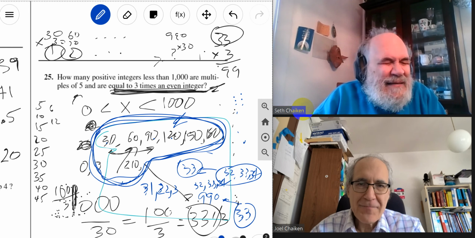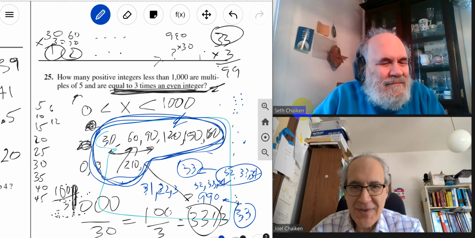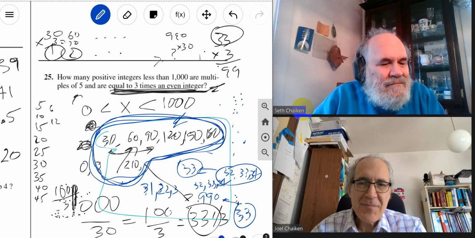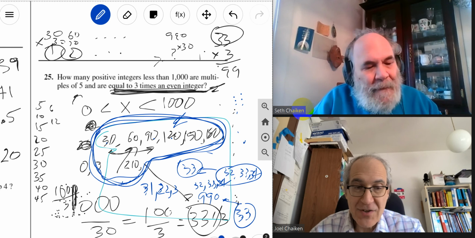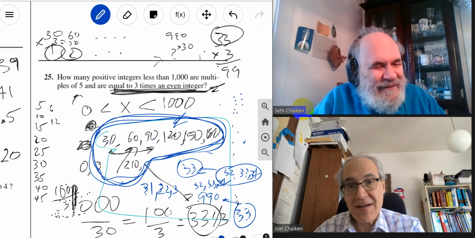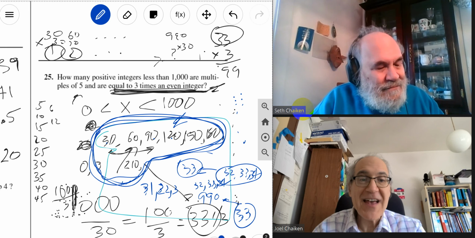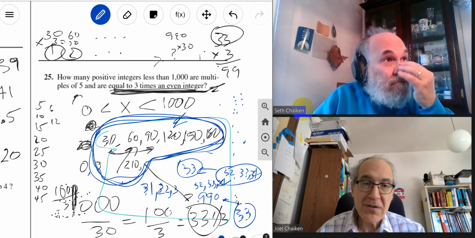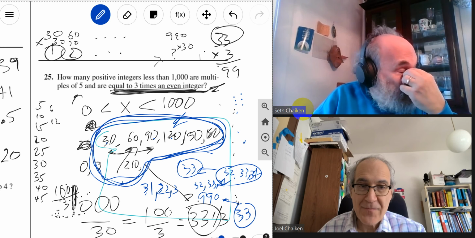Really smart people will do it the way Seth does and will know immediately that the answer is 33. People who have to be a little bit more cautious would have to think a little bit more about it. But you have to be really careful when you're counting, because how many numbers are there between 8 and 12 inclusive? 5, not 4. Be careful with counting.